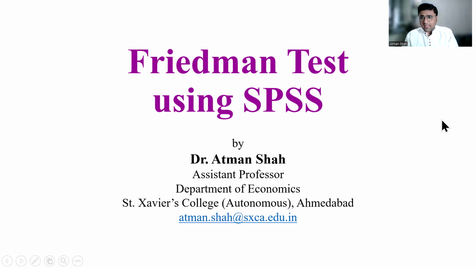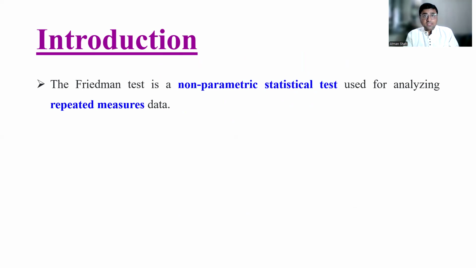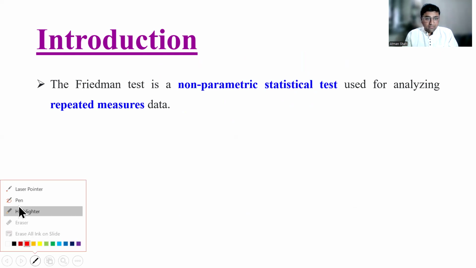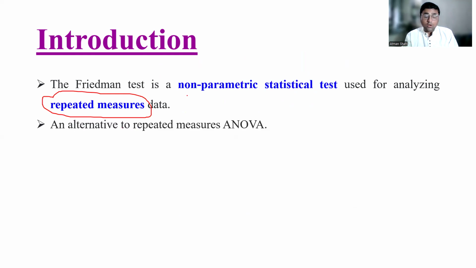So let's begin with the idea of the Friedman test. The Friedman test is a non-parametric statistical test used for analyzing repeated measures data. When we have repeated measures data and our continuous variable is not normal or we have ordinal kind of data set, then we can use this non-parametric test. Basically, it is an alternative to repeated measures ANOVA.